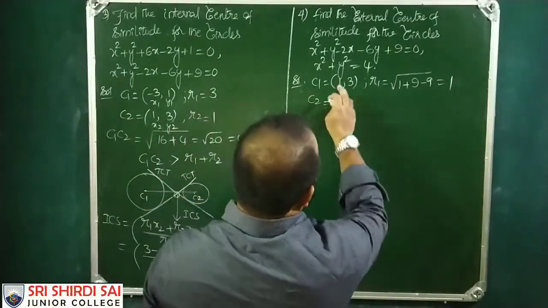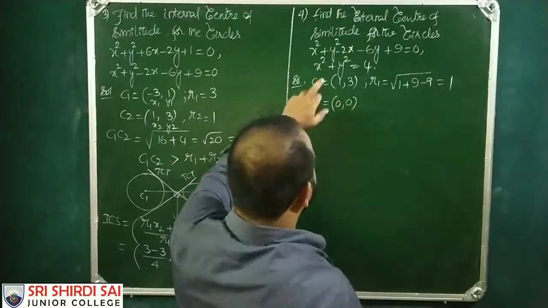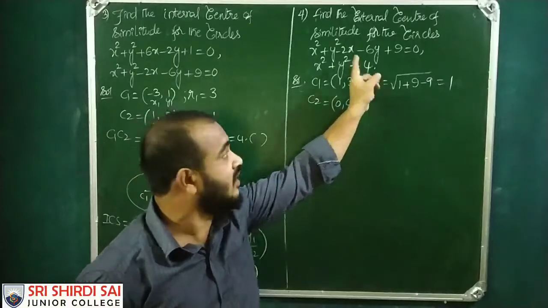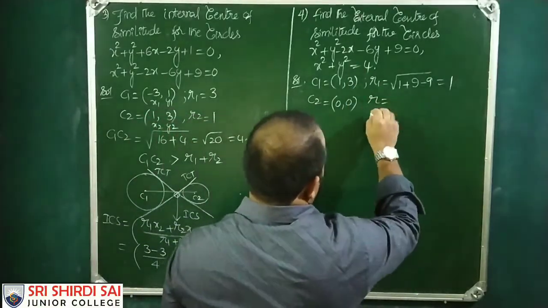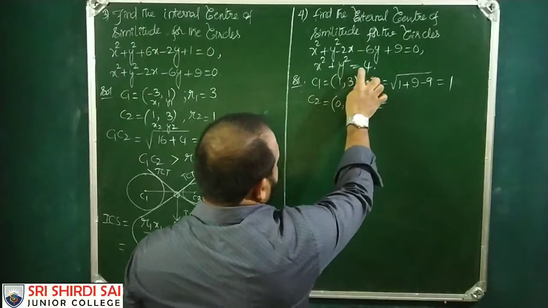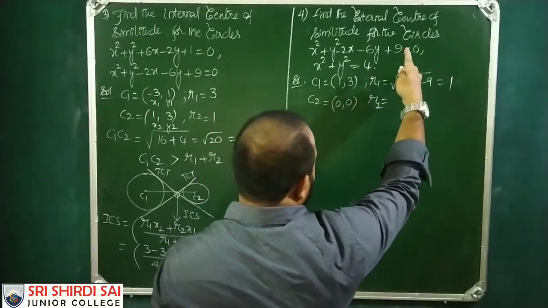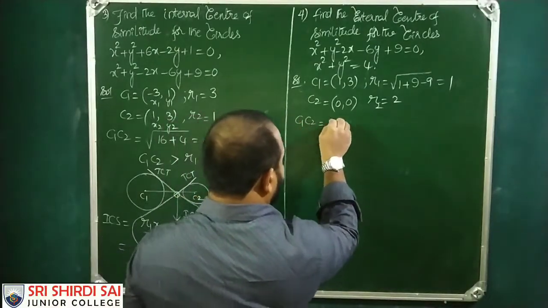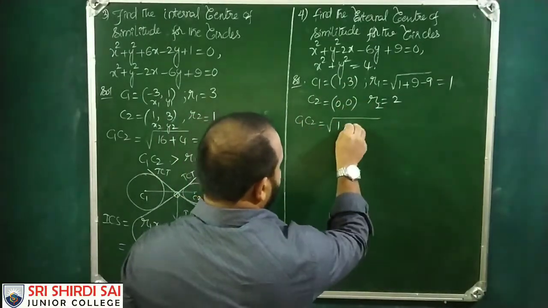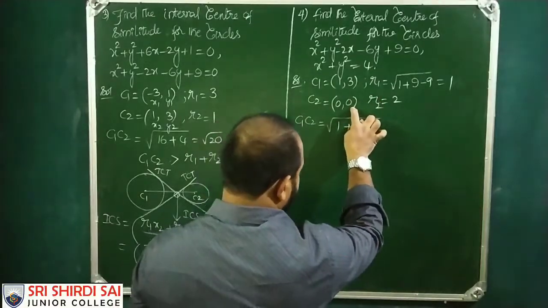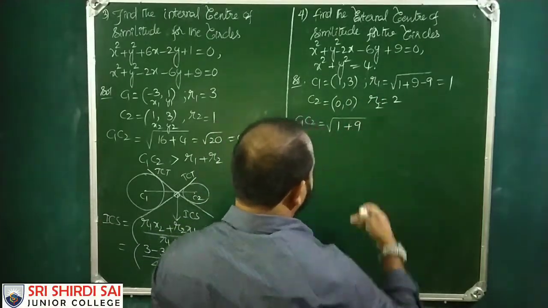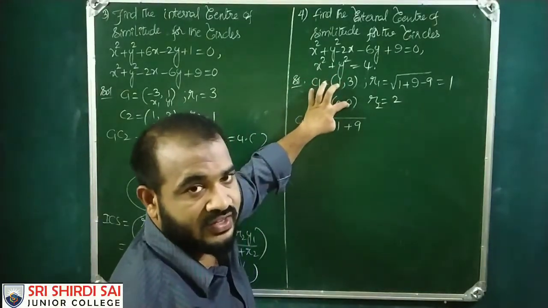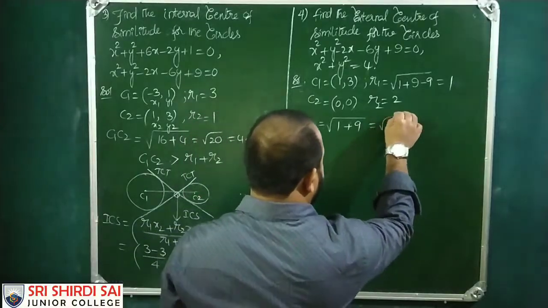C2 is (0, 0), since this is the standard equation of the circle whose center is at the origin and radius is r. x square plus y square equals r square is 4, so r is 2. Now what is C1C2, the line joining the centers? 1 minus 0 whole square is 1, plus 3 minus 0 whole square, 3 square is 9. So this is root 10.